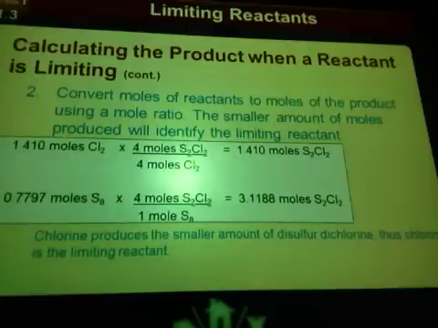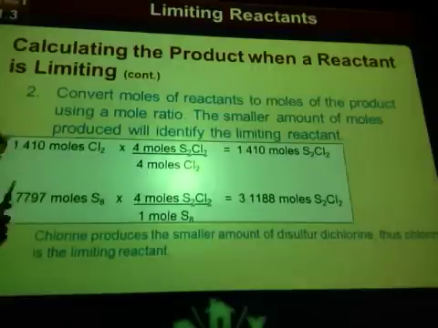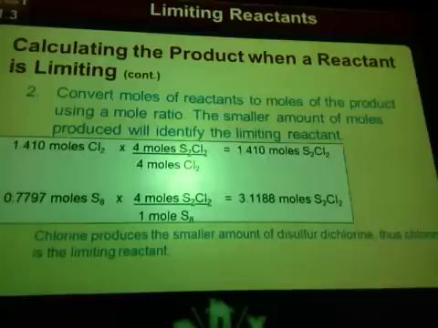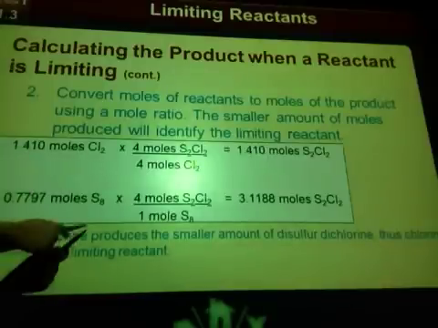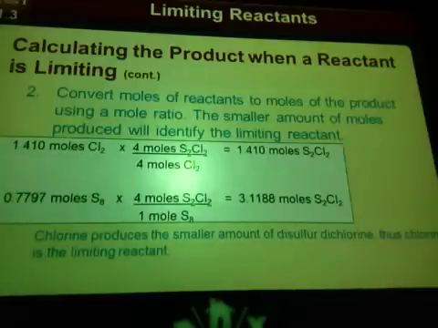So remember, the first step was I had grams, I needed to convert those to moles, and that was for both reactants. The next step was that I'm going to take those moles, use a mole ratio to convert it to the moles of that product, which is what we did right here. Then based on whichever one is smaller, that will be my limiting reactant. So that's how I can identify which one my limiting reactant is.